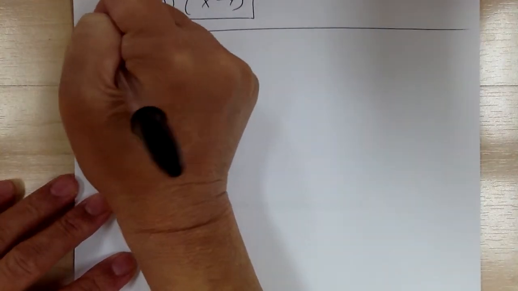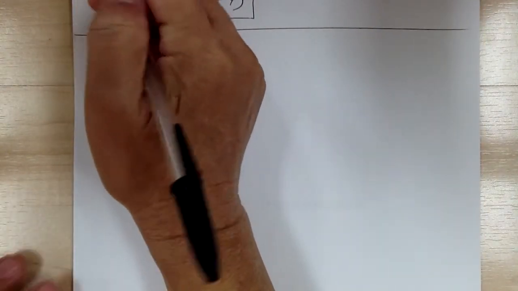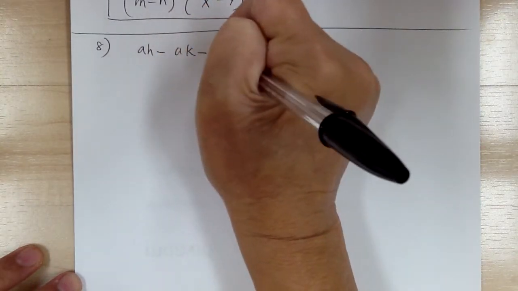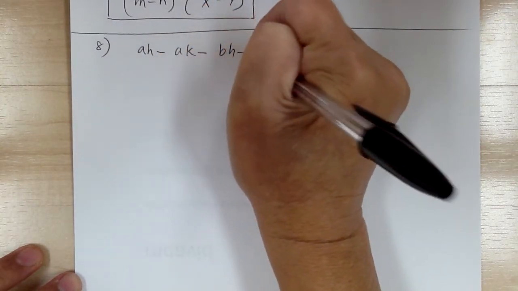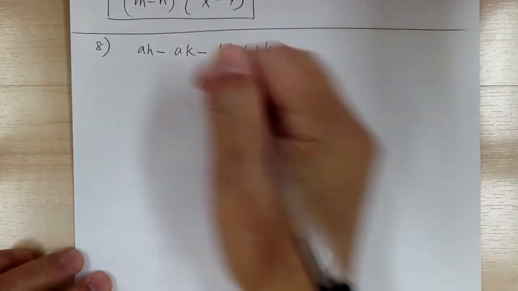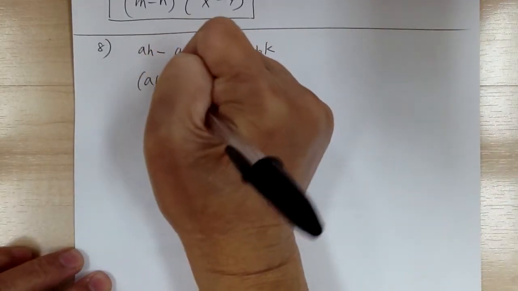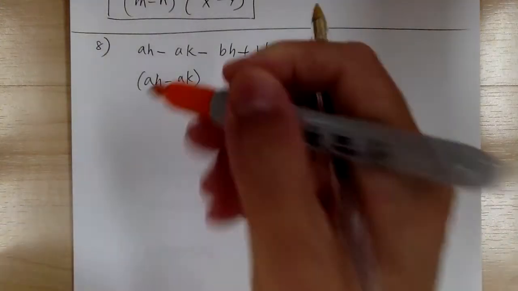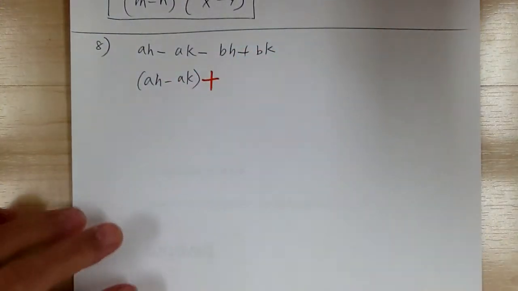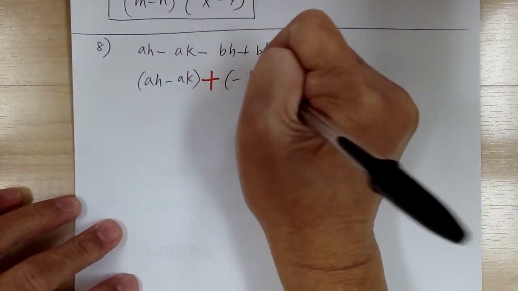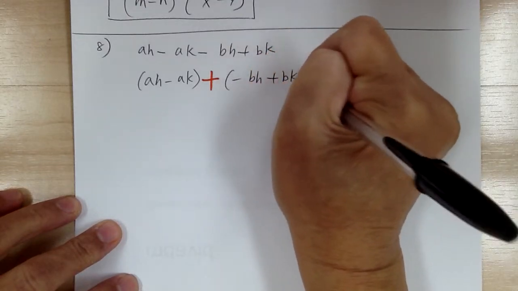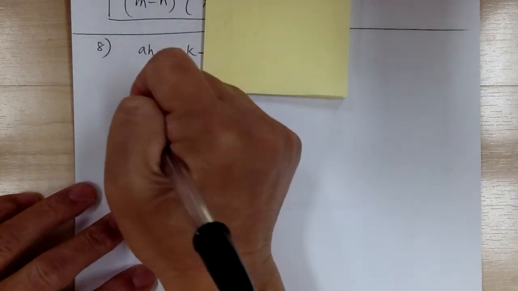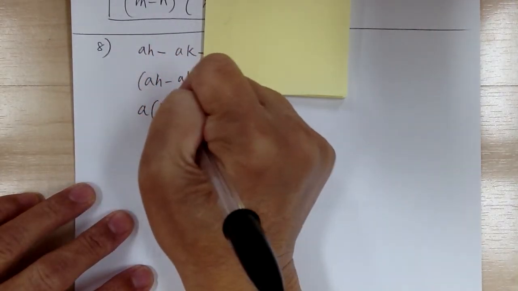Okay, let's go to number 8. You have AH minus AK minus BH plus BK. So again, first you do the grouping. So always put a plus between the group. So it'd be negative BH plus BK. So the first half, you can factor out the A. So you get H minus K.